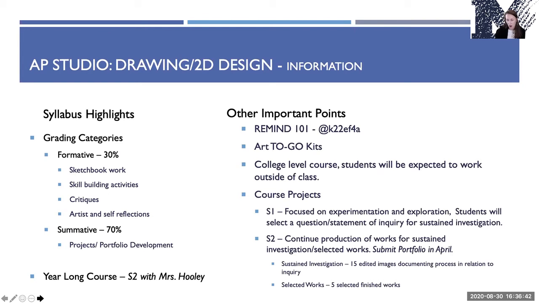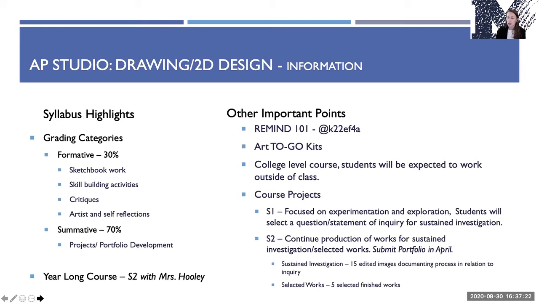So again, the Art to Go kits and any materials moving forward are per request of the students, since everyone is going to be requiring unique materials. I already mentioned, again, this is a college level course, which also means that students are going to be expected to work outside of class. For the course projects, in the first semester, we're focused on experimentation and exploration and really trying to pin down what their question or statement of inquiry is going to be for their sustained investigation. As they move into semester 2, they should have that sustained investigation identified, and they should continue to produce works for that sustained investigation as well as for their selected works.